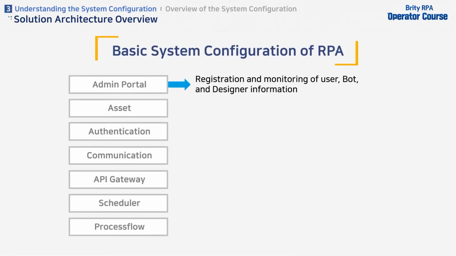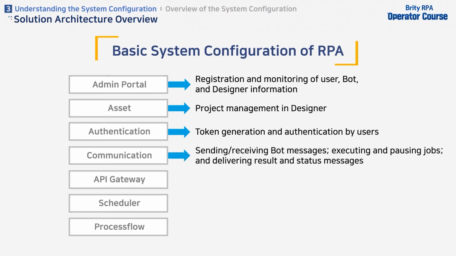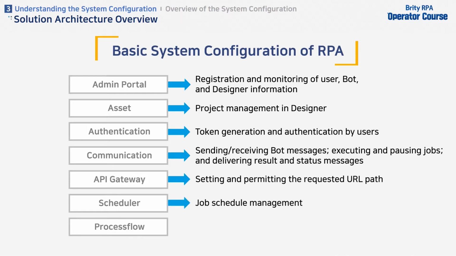Admin portal registers and monitors information of users, bot, and designer. Asset manages projects in Designer. Authentication generates and authenticates the user's token. Communication sends and receives bot messages, executes and pauses the job, and sends the result and status messages. API Gateway sets and accepts the path of the requested URL. Scheduler manages the schedule of jobs, and Process Flow executes the process flow.